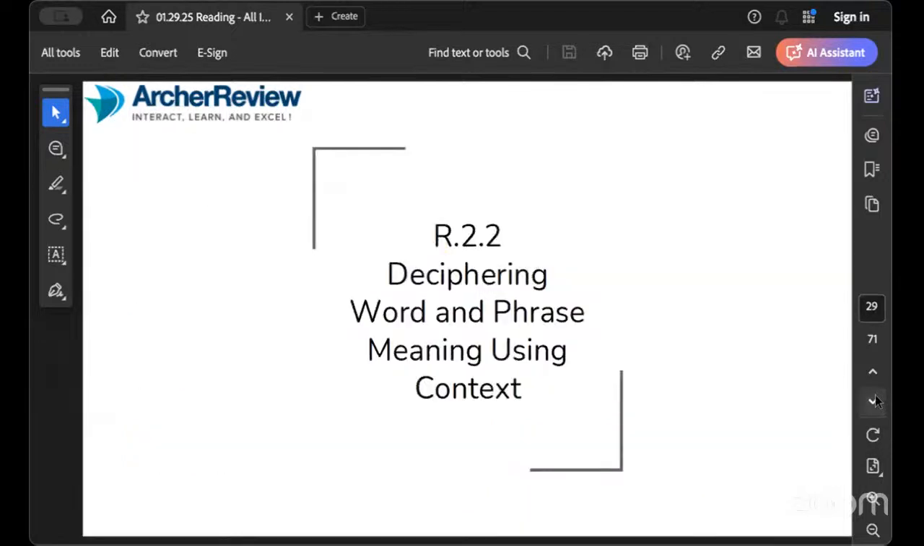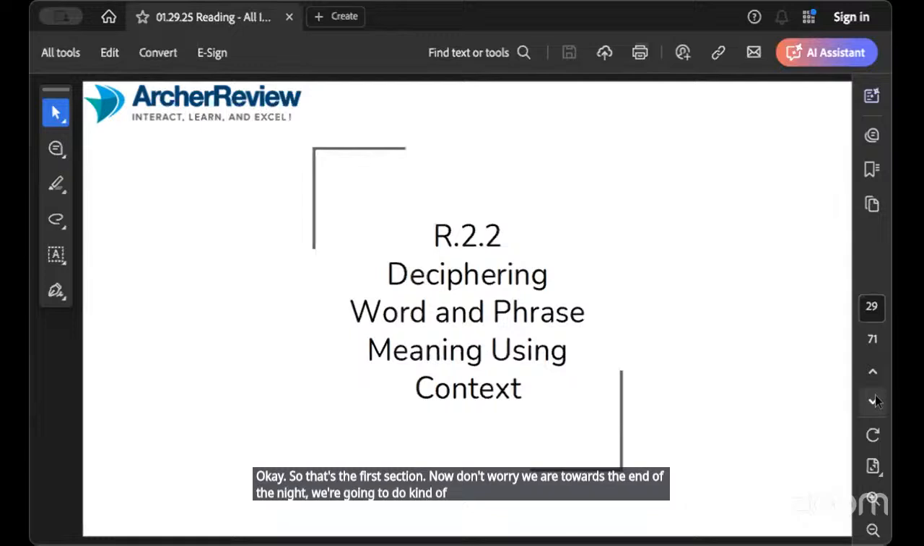So that's the first section. Now, don't worry. We are towards the end of the night. We're going to do kind of like a cumulative review with test-like questions. So there's some more practice coming, but we're going to go ahead and take a shift into section 2.